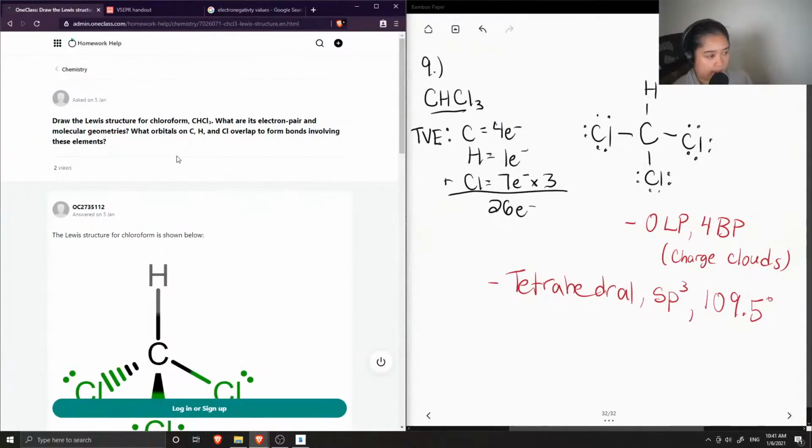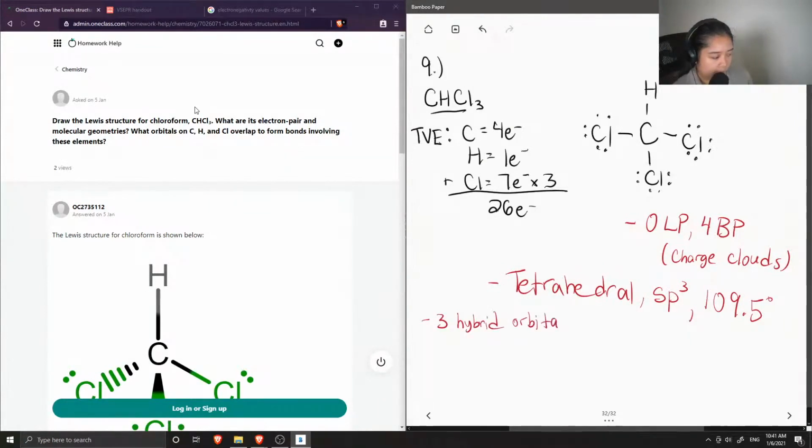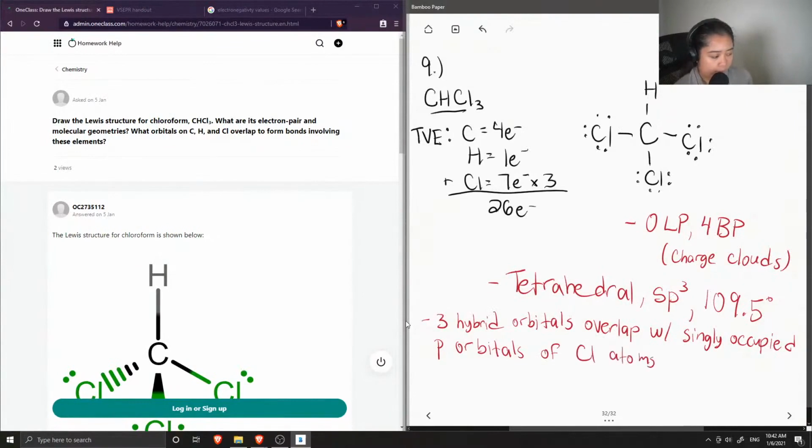So the next part of the question asks, what orbitals on carbon, hydrogen, and chlorine overlap to form bonds involving these elements? If we look at the atoms that are given, then we have 3 hybrid orbitals overlap with singly occupied p orbitals of the chlorine atoms. And this forms a sigma bond. So sigma is this symbol right there, sigma bond.